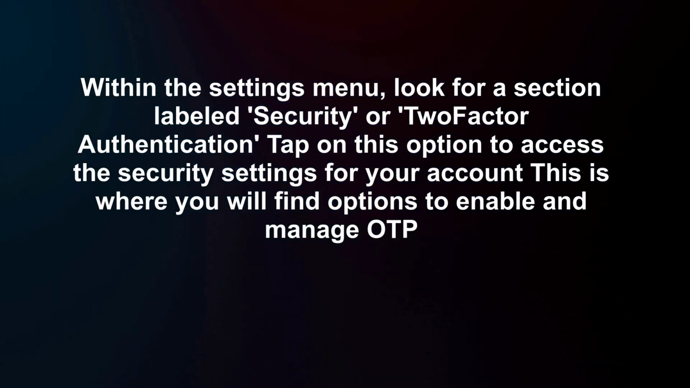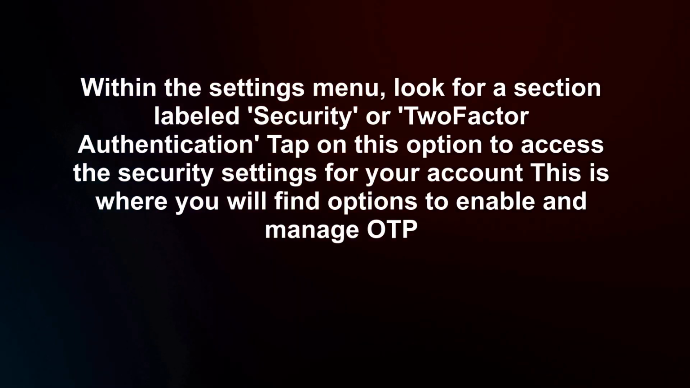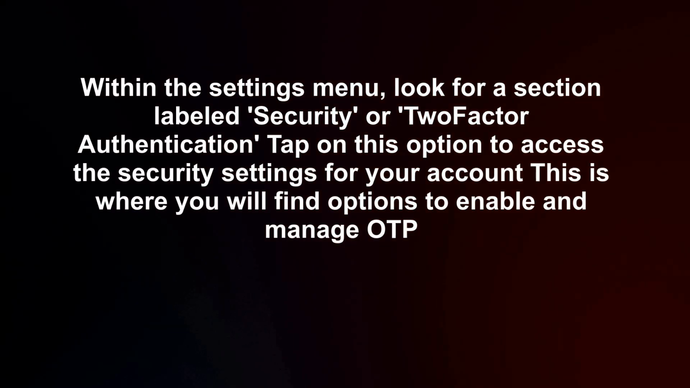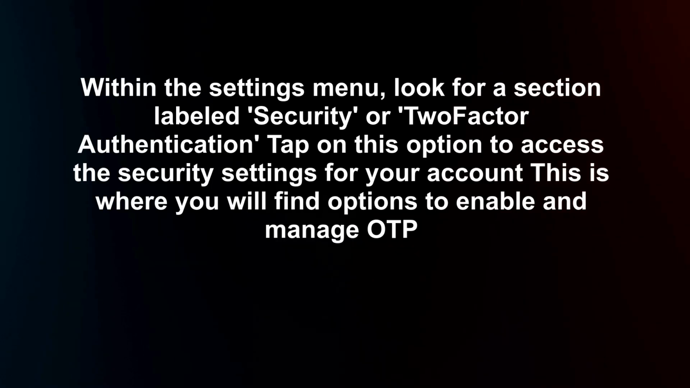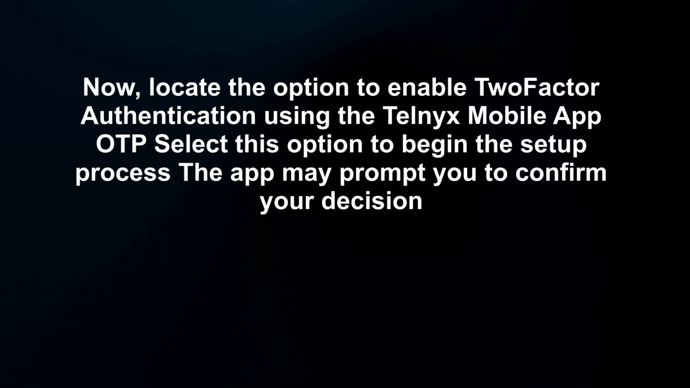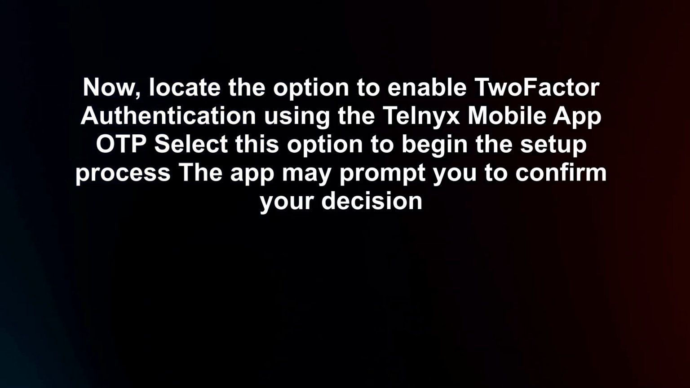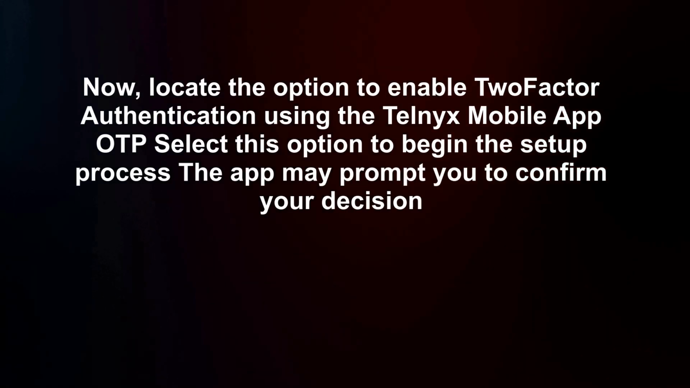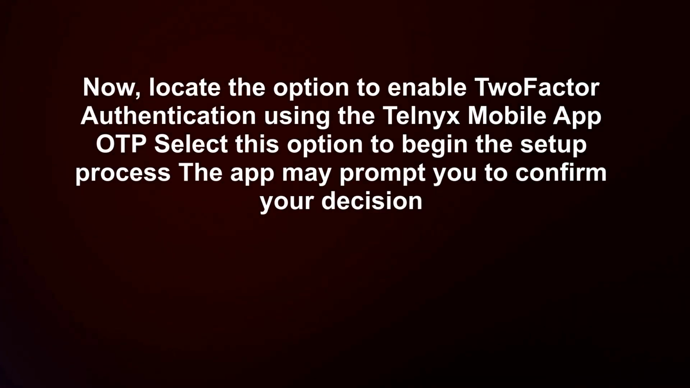Within the settings menu, look for a section labeled Security or Two-Factor Authentication. Tap on this option to access the security settings for your account. This is where you will find options to enable and manage OTP. Now, locate the option to enable two-factor authentication using the Telnyx mobile app OTP. Select this option to begin the setup process.